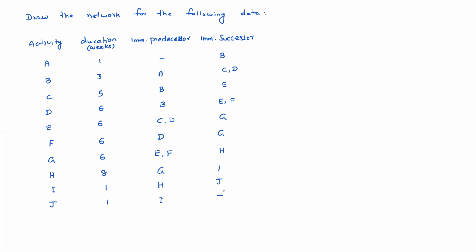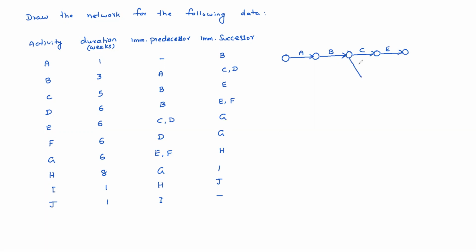So we need to draw this. See, A activity has no predecessor, successor is B. That means A, B. Okay. Then C is depending on B, and immediate successor is E. Okay, E. D is depending on B.